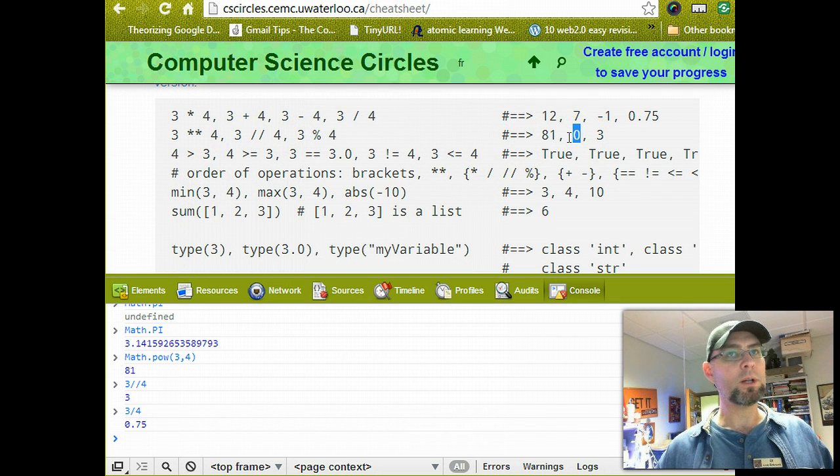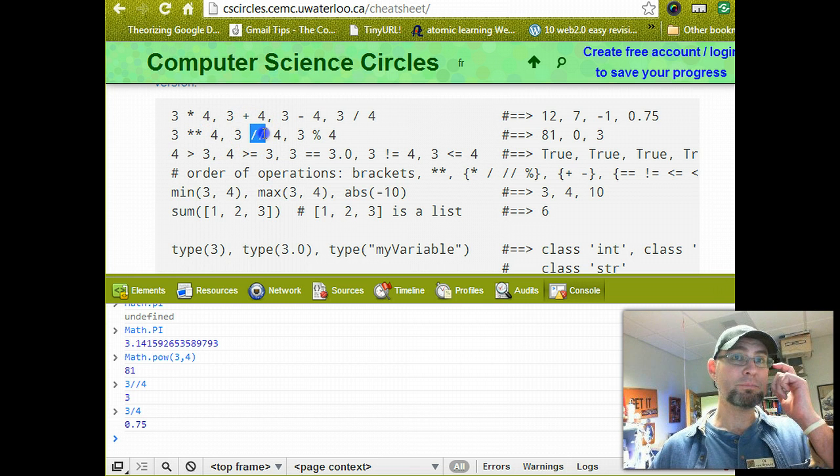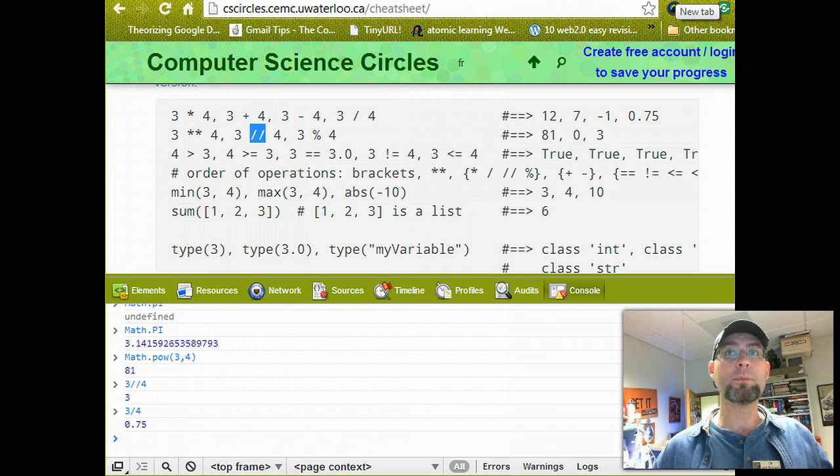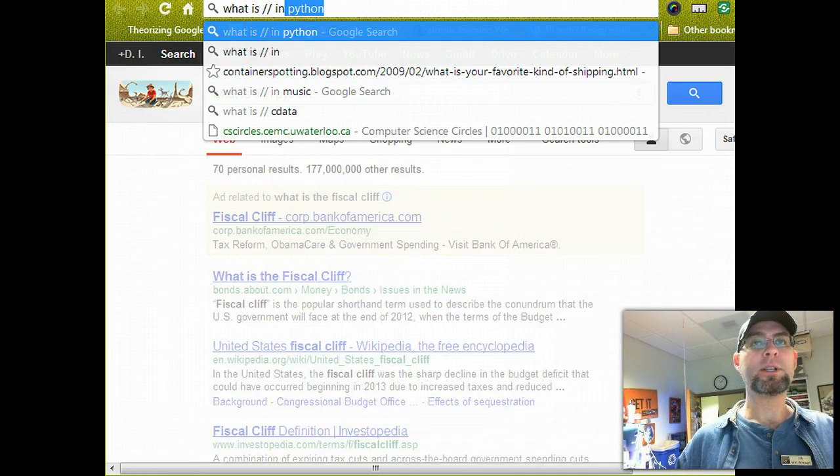So what is that doing? Well, we got to learn what it does in Python in order to learn what it does in JavaScript. It seems to be doing something. So how do we figure it out? Well, if times in Python raises it, maybe that, I don't really know. So I'll look it up and say what is slash slash in Python.